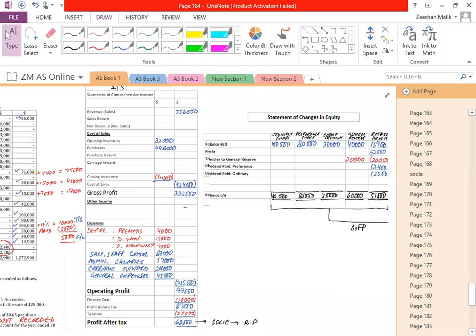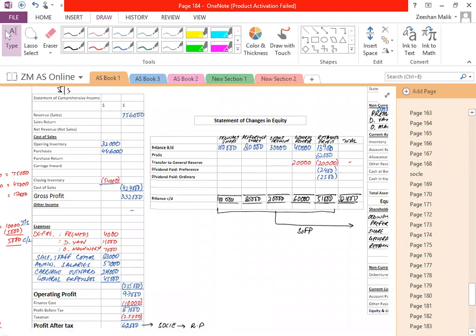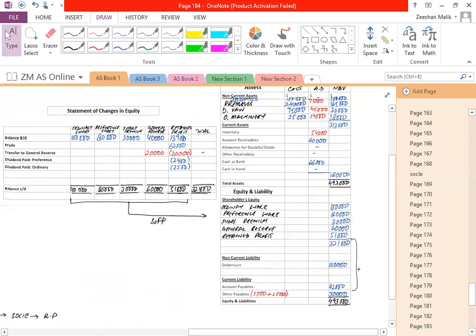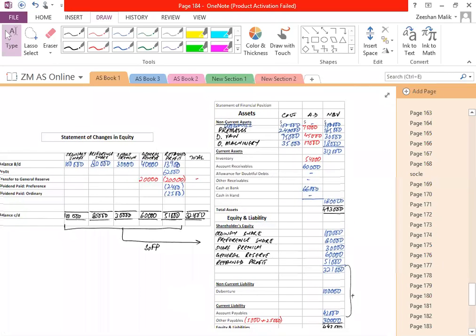The profit after tax that we calculated is transferred to the SOCE retained profit column. This is a profit. Transfer to general reserve, dividend paid, ending balances transferred to statement of financial position, shareholders equity.